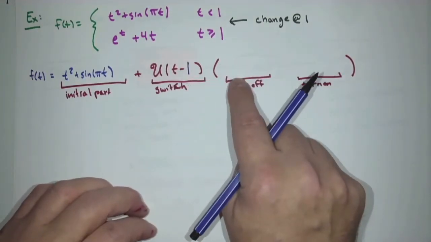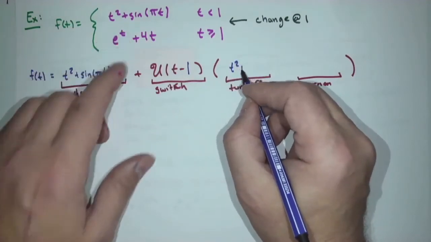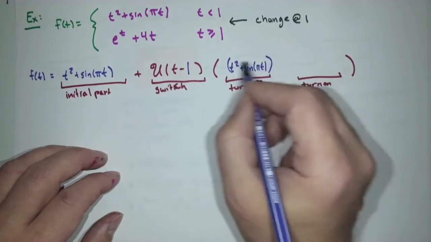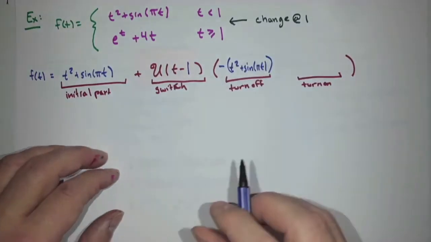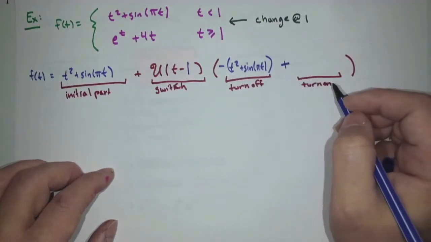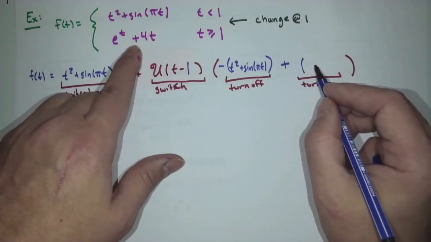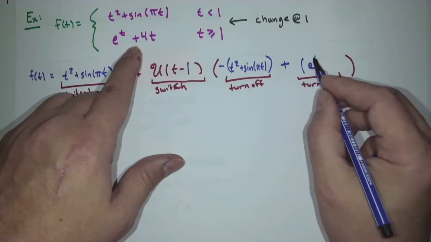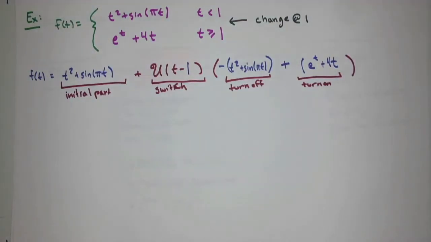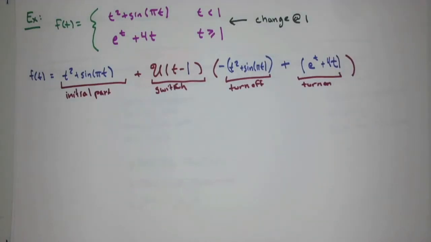What do we turn off? The part initially, t squared plus sine pi t, and because we turn it off, we subtract that. So these will cancel. And what do we turn on? That's being added: e to the t plus 4t. All right, great. Now, are we ready to use our table? Or is our processing done?